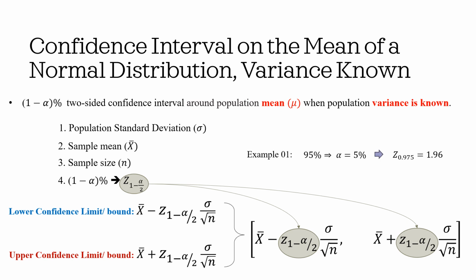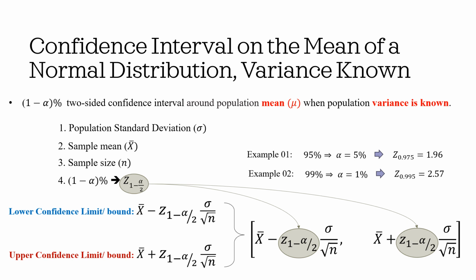For example, if the confidence level is 95%, it means that alpha is 5%. So, we need to find the z-value of 0.975, which is 1.96. Or, to find a confidence level of 99%, it means that alpha is 1%. So, we need to find the z-value of 0.995, which is 2.57.